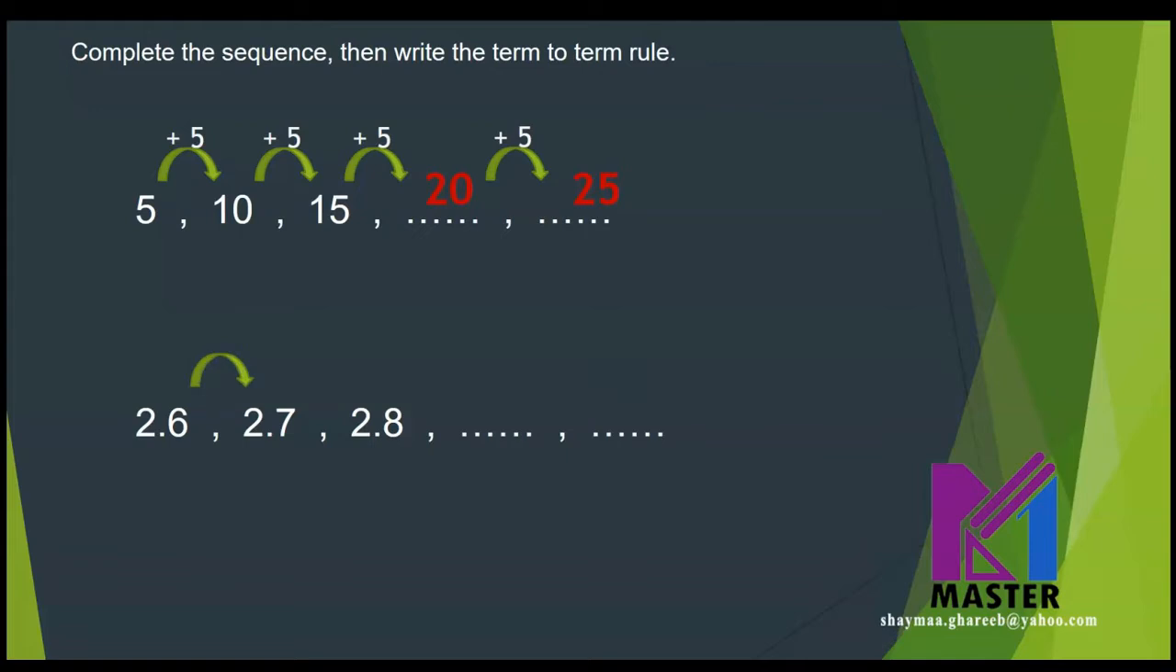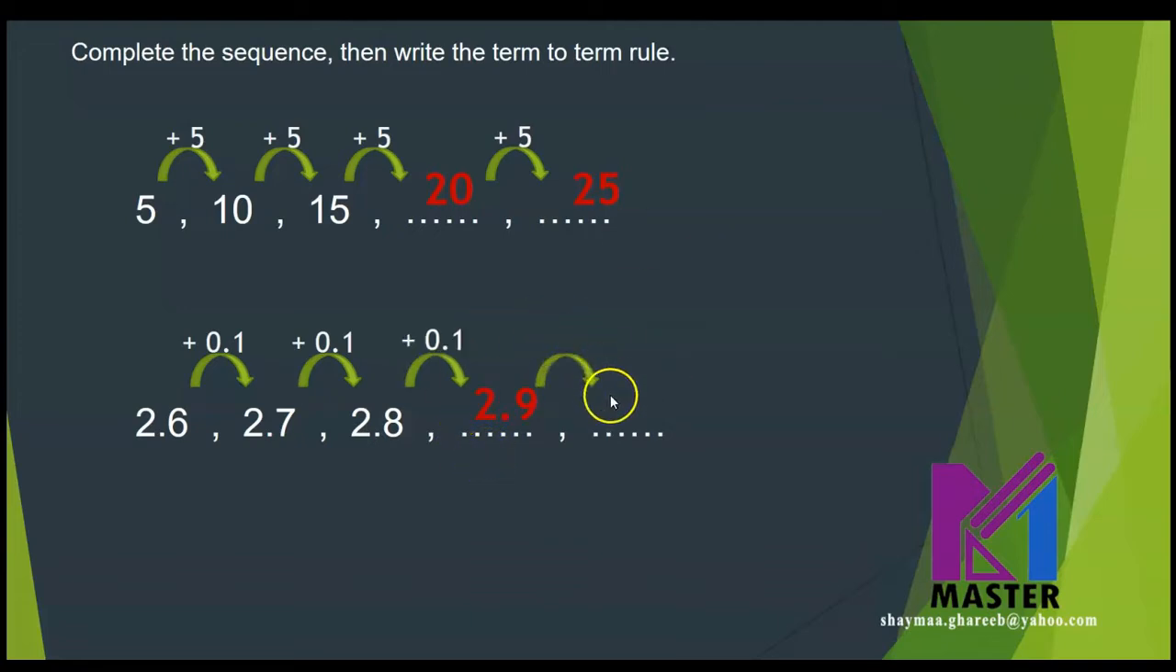Now look at this sequence. It has a decimal number, 2.6, then 2.7. So every time I add 1 tenth, 0.1. So 2.7 plus 0.1 will be 2.8. So you keep counting by tenths. So after 2.8, we will get 2.9.